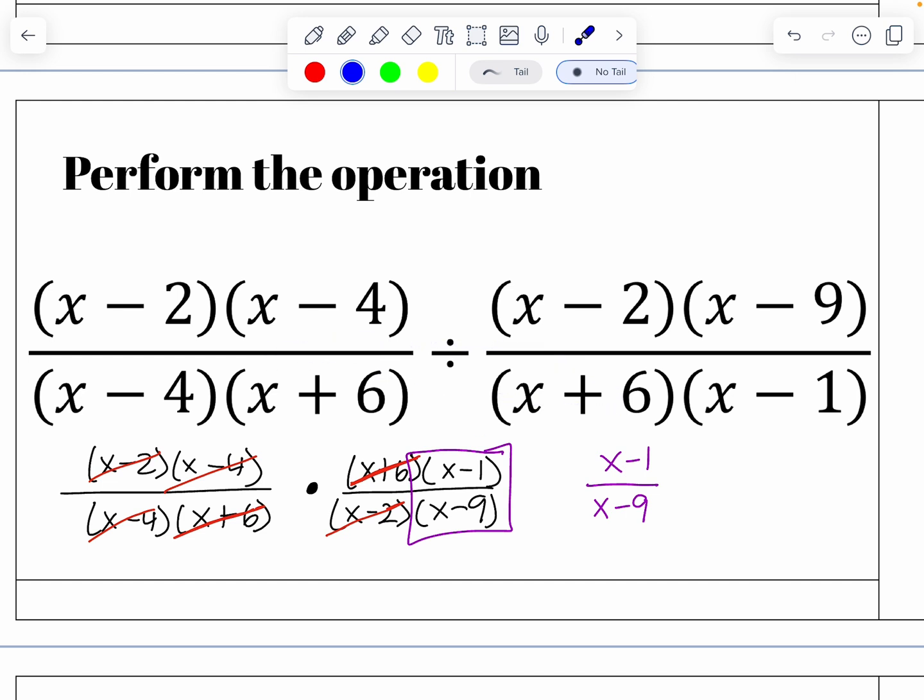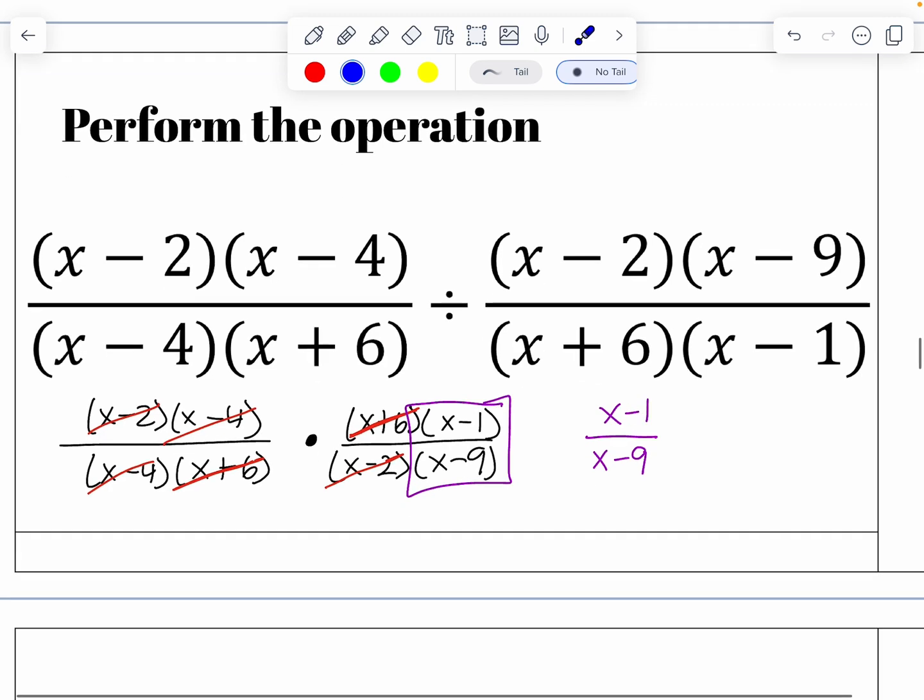This is nasty. It looks, no. I really like this because that's just two things over one. That's easier to work with in the long run. Okay. So that's how division works.